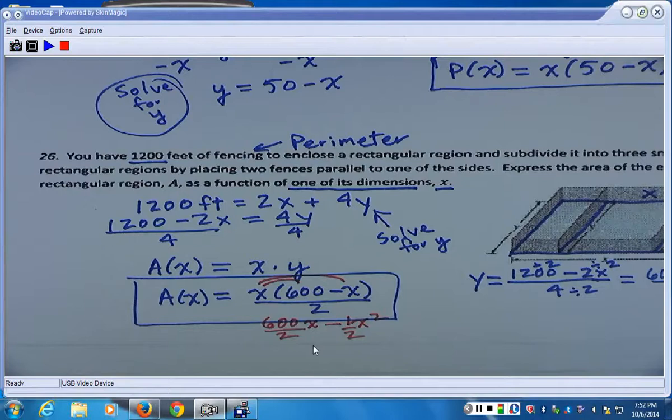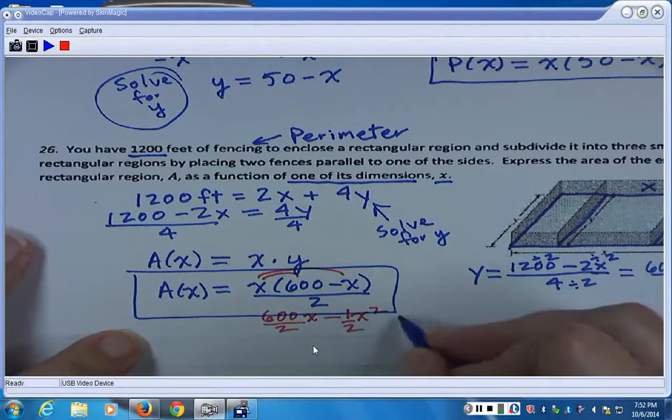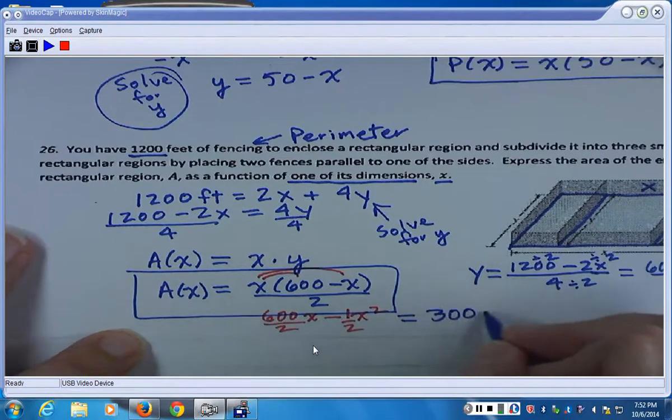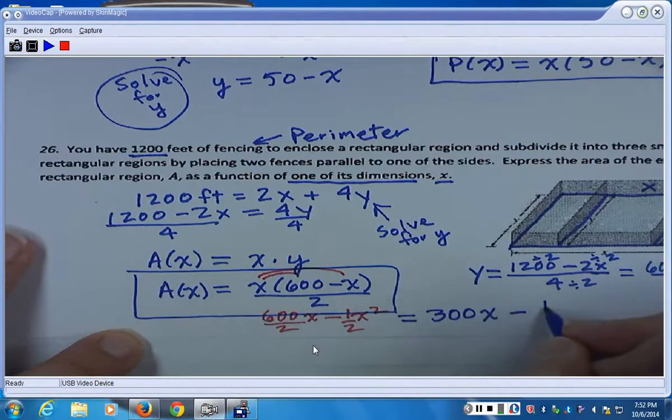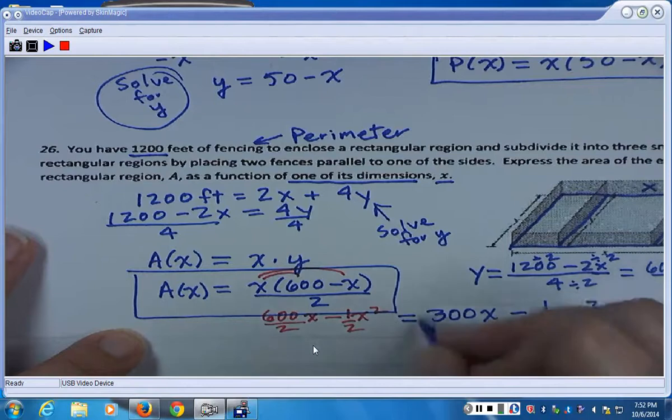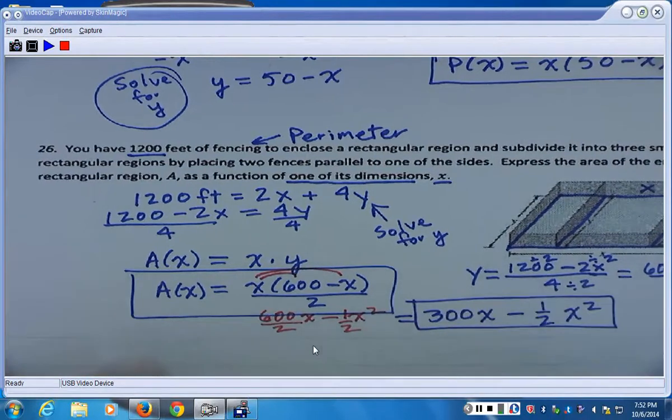Then you divide the 600 by 2 and get 300. Yeah, to simplify. Yeah, so it's fine. You can do it. That would be 300x minus 1/2 x squared, and that would be correct too. No problem.